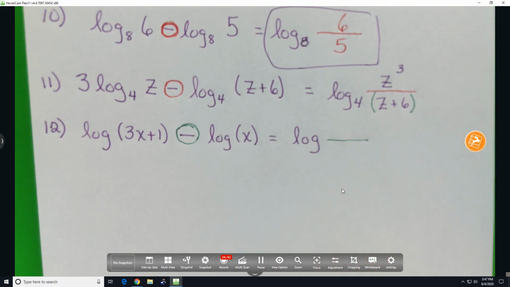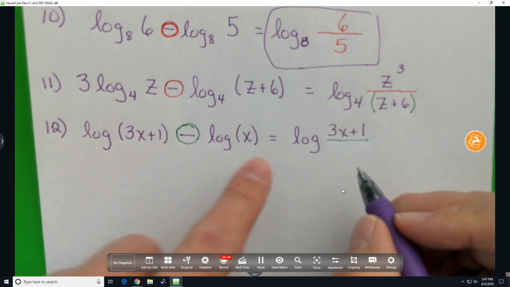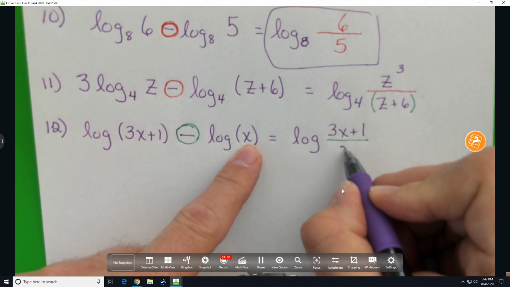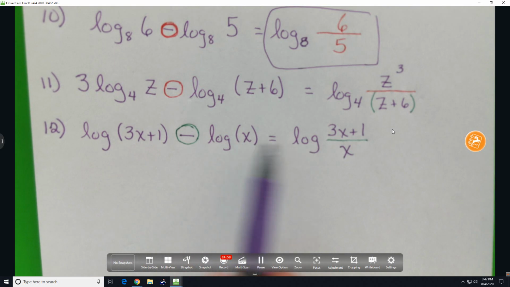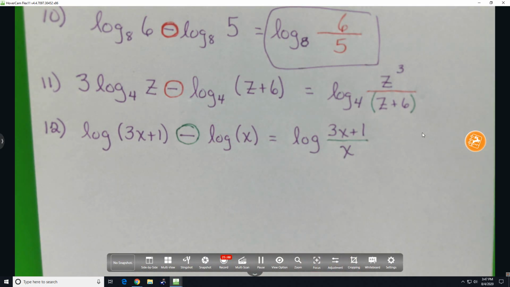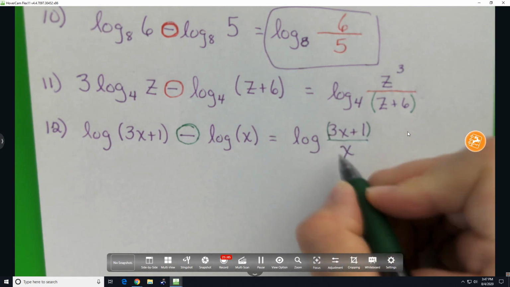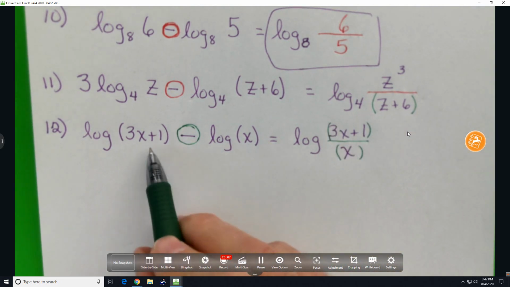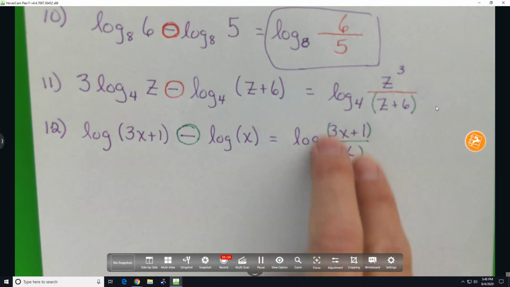Okay. What have we got on top? 3x plus 1. And the bottom, x. Since there's nothing else with the 3x plus 1, you don't really need the parentheses, nor do you need them on the x. If you're uncertain, there's no reason why. If there's a parentheses in the original statement, you can certainly leave them in the final answer. But those green parentheses I wrote there, you don't need.